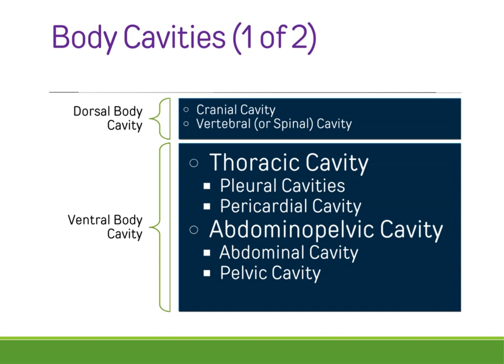The front or ventral body cavity is towards the belly, and it contains many subdivisions, including the thoracic and abdominopelvic cavity. In the thoracic cavity, which is above your diaphragm, it's generally your chest region. You'll find the 2 pleural cavities that contain your lungs, and 1 pericardial cavity that contains your heart. Your abdominopelvic cavity is made up of the abdominal and pelvic cavity separately, so the term abdominopelvic combines those 2 cavity names.